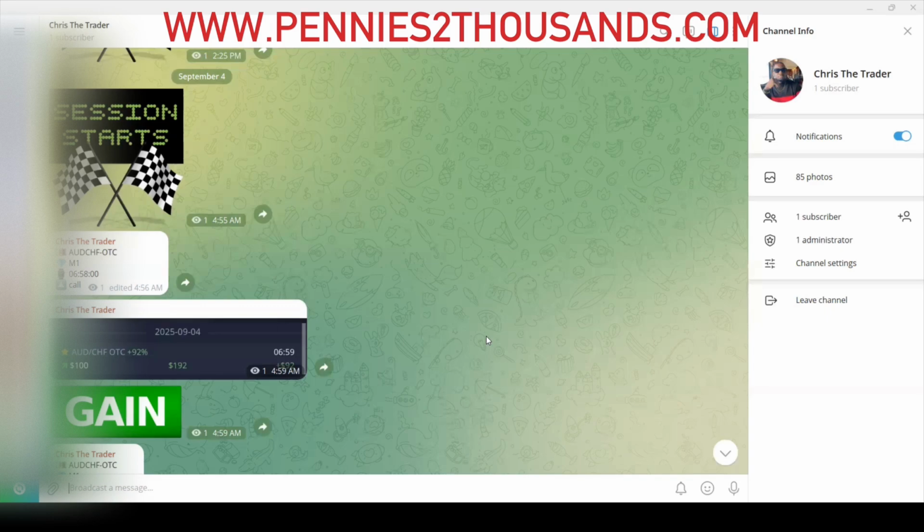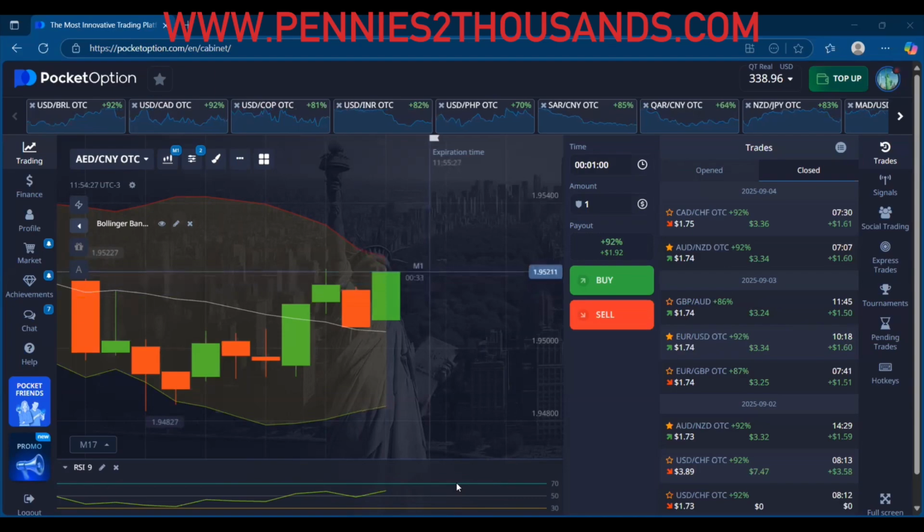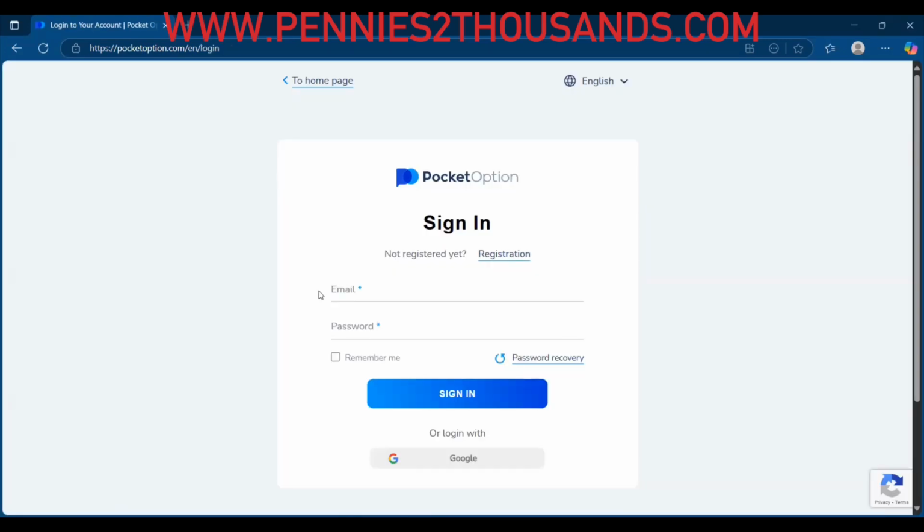So I just want to go and show you that on Pocket Option again. So let me pull Pocket Option back up. So you see here I'm logged in. Let me go ahead and log out real quick so I can show you how easy the process is. So basically, this will be the home. When you first go to the website, this is what you'll see. So you'll just click on registration right here.